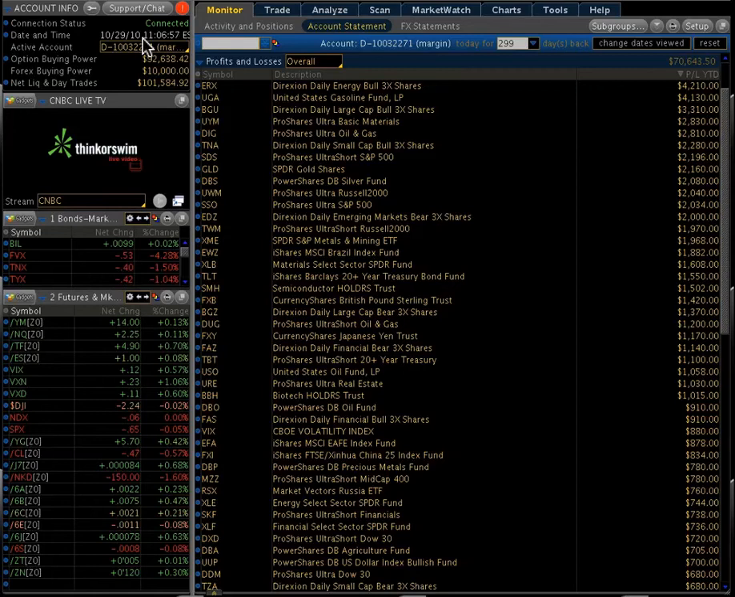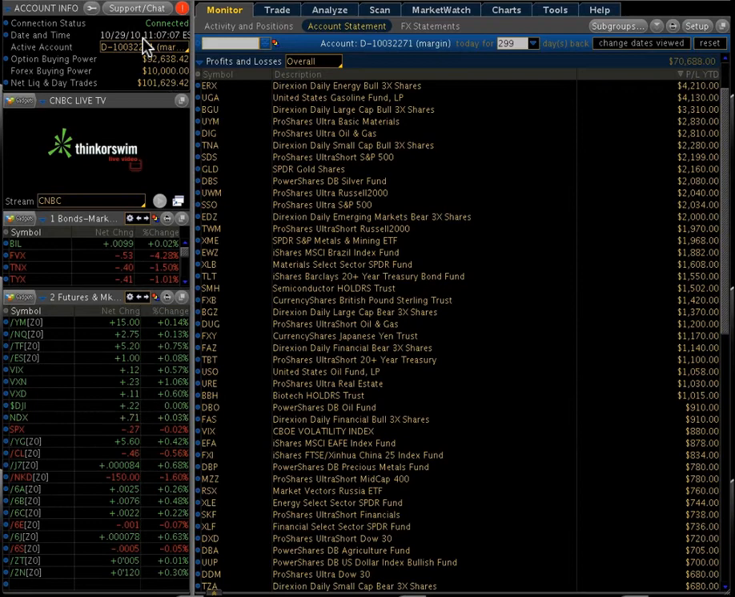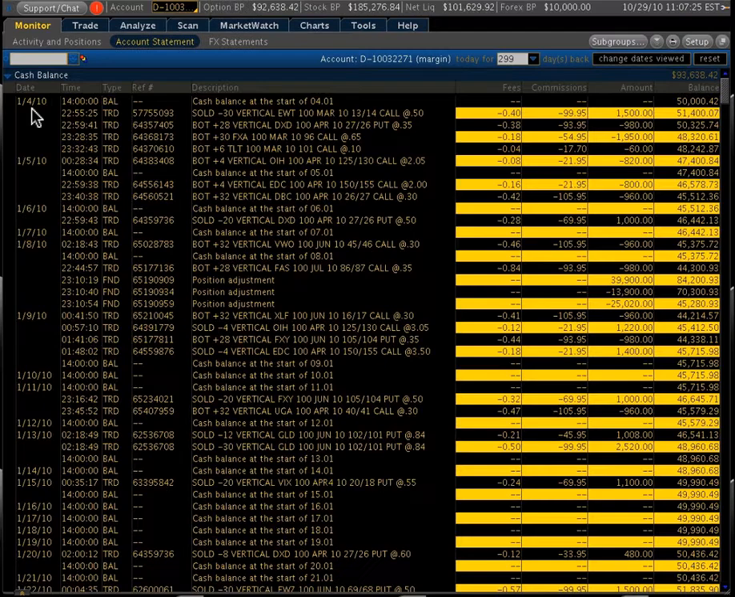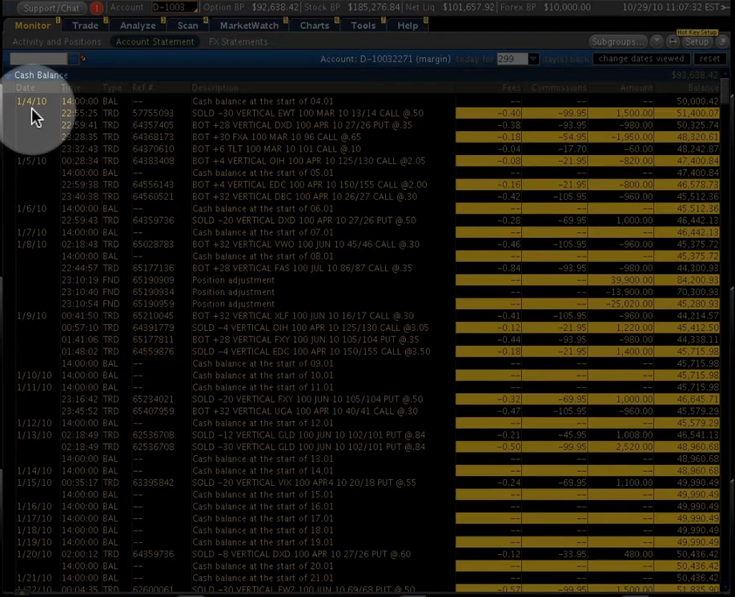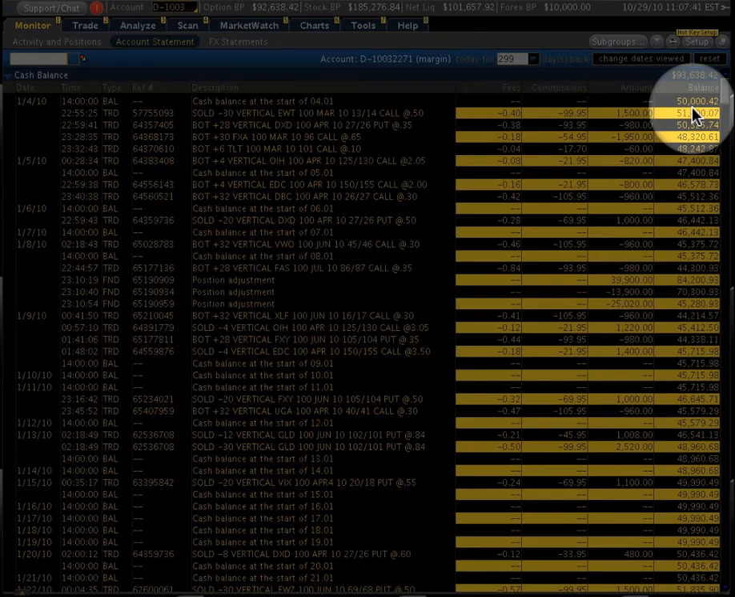This is a view inside the account during live trading hours. You're looking at the month-end results for October 2010. The cash balance at the start of the trading year, that's 04 January 2010, was 50,000.